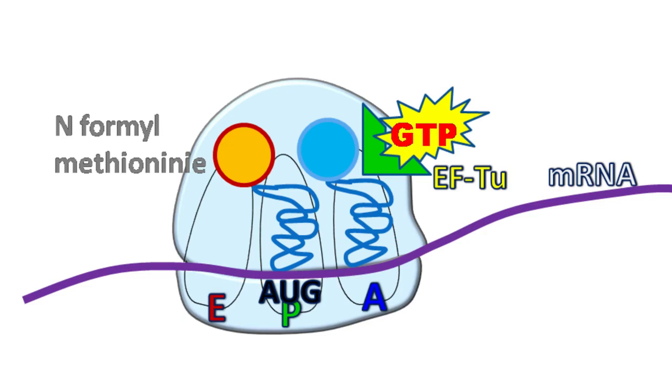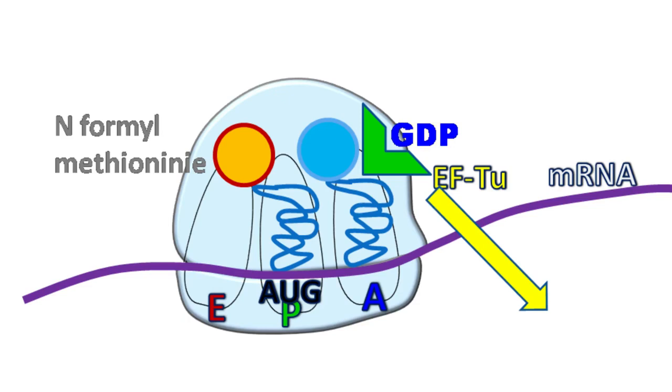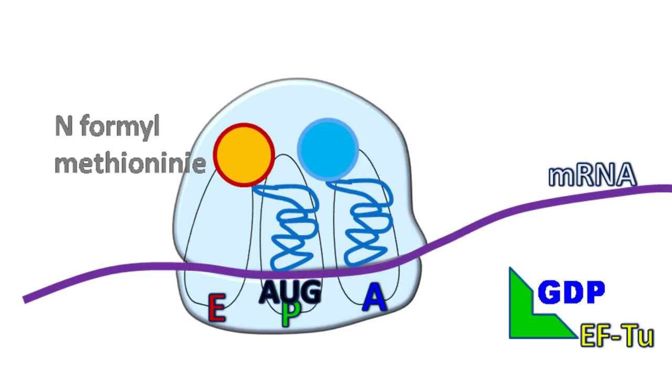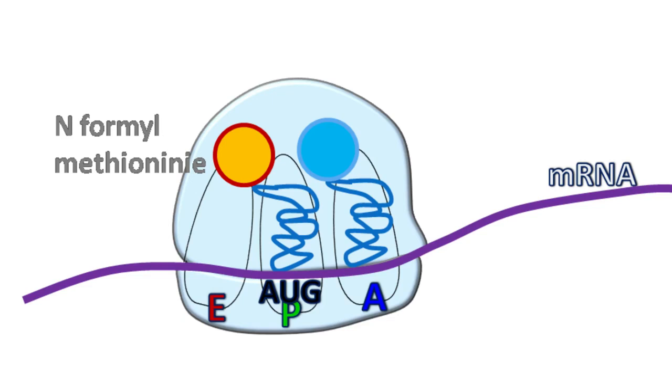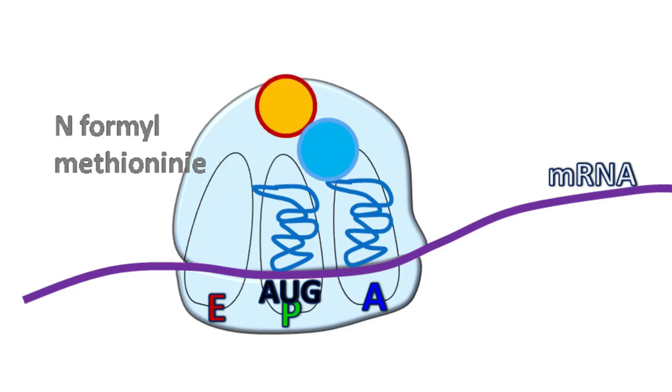Once the charged amino acid binds, the GTP is hydrolyzed to GDP. Finally, EF-Tu GDP is released from the ribosome. The elongation factor EF-Ts helps in the recycling of GDP to GTP. In the next step, there is a peptide bond formation between the two amino acids.